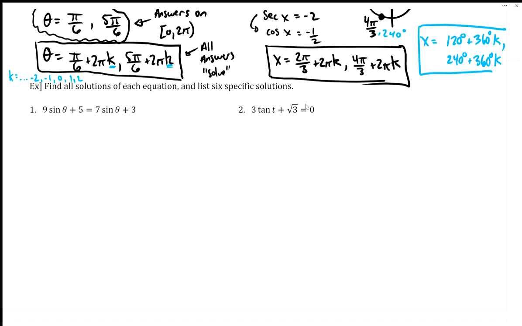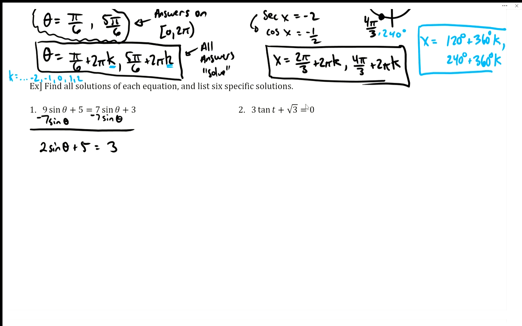Okay, so notice in this problem we do have multiple sine functions. Well, you could combine them, just like if it's x and x. Let's subtract the 7 sine theta just so that I can combine the trig functions that are sine theta. So then I have 2 sine theta plus 5 is 3. If I have multiple trig functions, sometimes I could just add them together or subtract them together, just like I did in this problem.